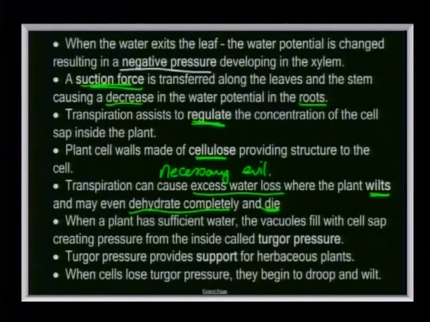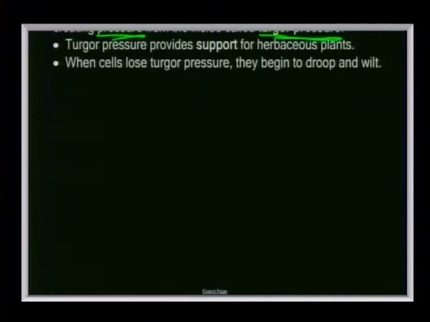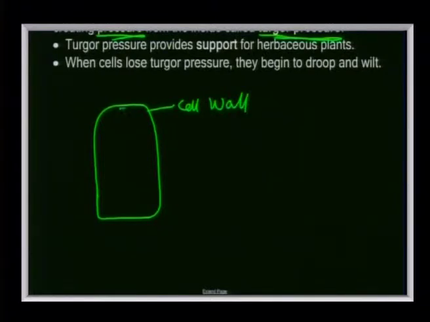Okay, when a plant has sufficient water, in other words, enough water, the vacuoles fill with cell sap, creating pressure from the inside called turgor pressure. Now let me just show you what turgor pressure is. If I have a cell, it's a cell wall. Then we have a membrane that runs all the way right next to the cell wall. So there's the cell membrane.